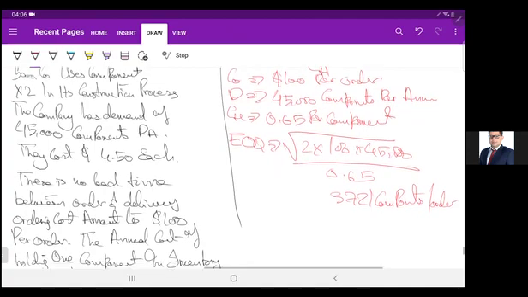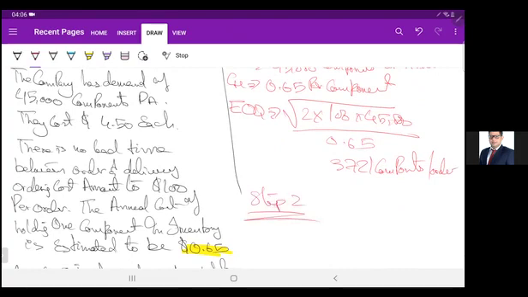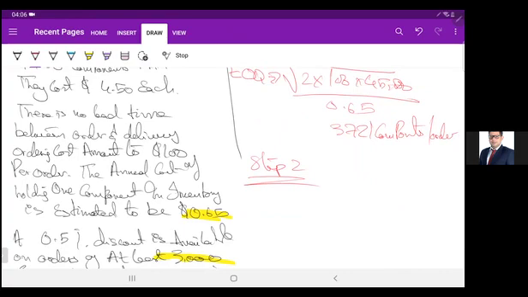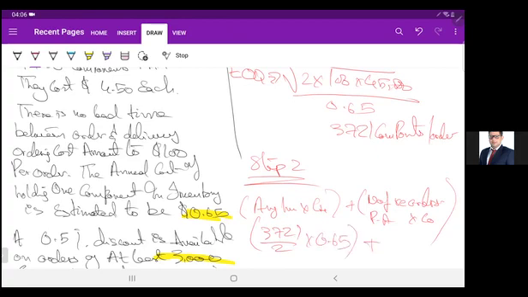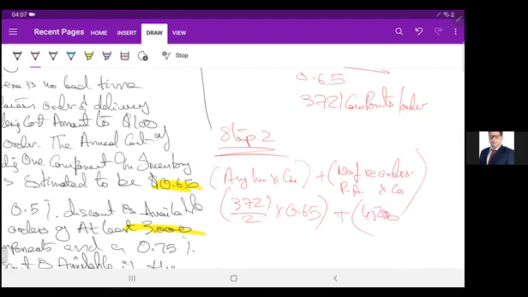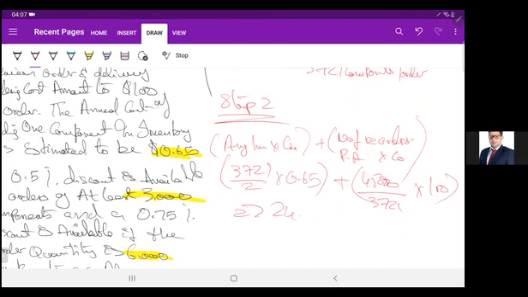So now our step 2, what will be our step? The annual cost for the company will comprise holding cost plus reordering cost. So holding cost, firstly, average inventory multiplied by CH plus number of reorders per annum multiplied by C naught. So that's going to be 3721 divided by 2 multiplied by 0.65 plus 45,000 divided by 3721 multiplied by 100. It will be a total of 2419 per annum.